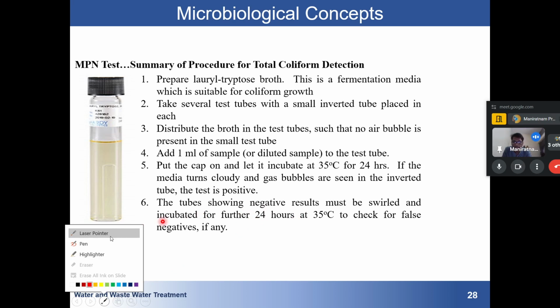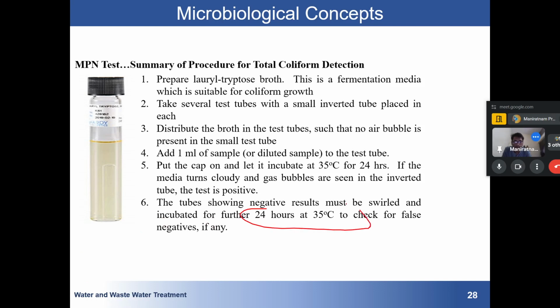Remember, the test is always done for two types of coliform. That is total coliform and fecal coliform. Total coliform has a temperature of 35 degrees Celsius, and fecal coliform has a temperature of 45 degrees Celsius. Sorry, I don't know why I'm saying 42, but it is 45 degrees Celsius.